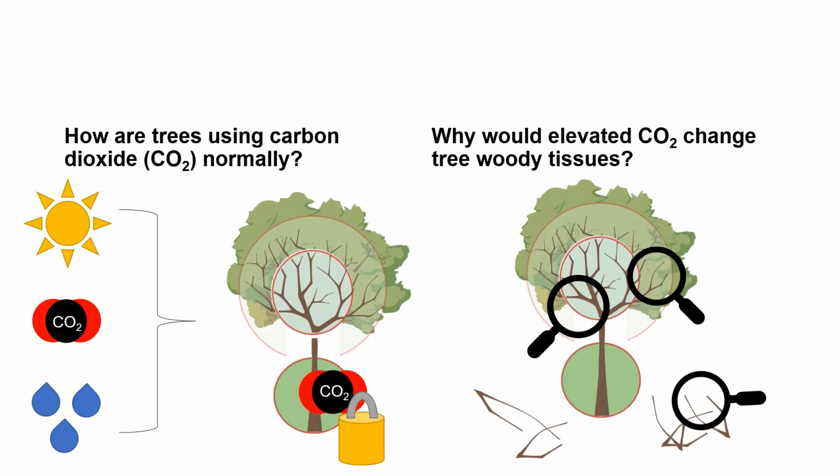So when I say I am looking at how trees deal with elevated carbon dioxide that we will see in the future, it might be good to do a recap first on how trees use carbon dioxide in normal circumstances. So using sunlight, the available water, and of course the CO2, the carbon dioxide, trees create glucose and oxygen. And that glucose is used for building basically everything in the trees, like more leaves, flowers, fruits, the root system, and also wood.